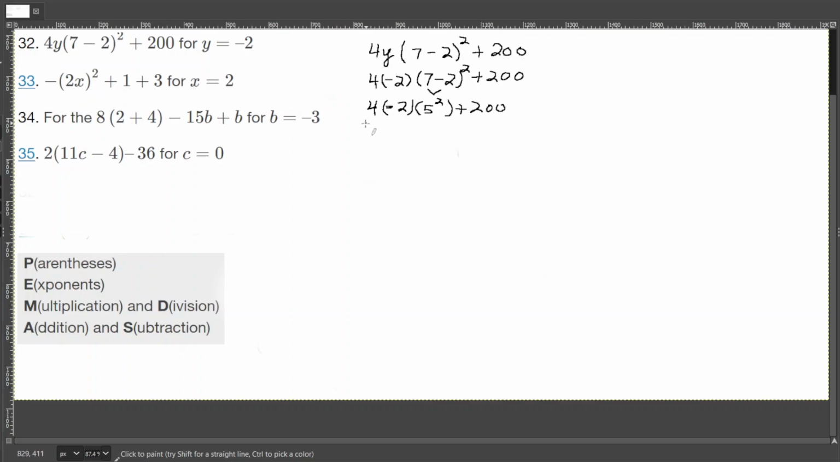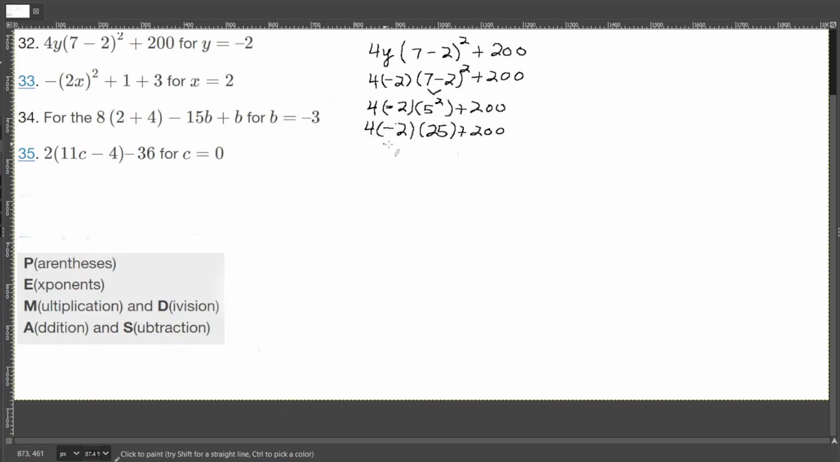So now we have the 5 squared, right? So we should do that first. So 4 times negative 2 times 25. So that's 5 times 5, guys. So please don't get confused on that.